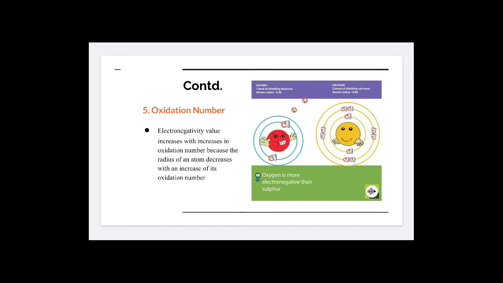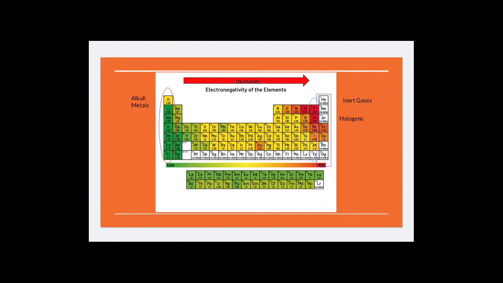Electronegativity increases from left to right on the periodic table as shown by the graphic. The alkali metal group represents the minimum values of electronegativity, while the halogen group represents the maximum values of electronegativity. Inert gases, located in the most right column, have an electronegativity of 0 because they have no covalent bonds.